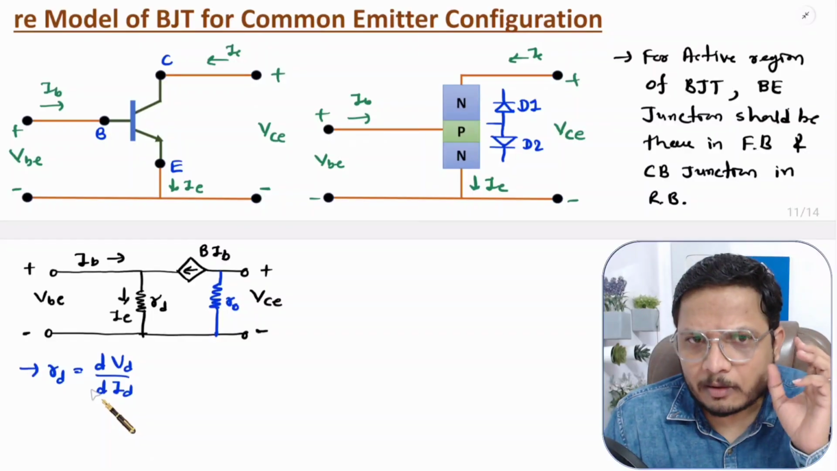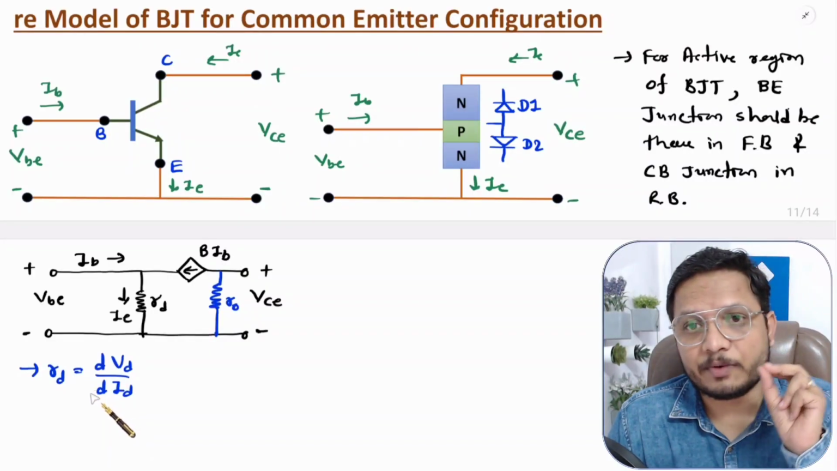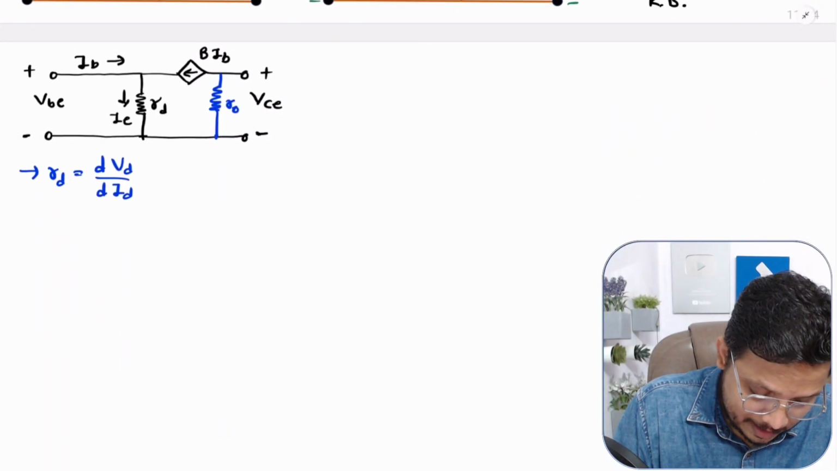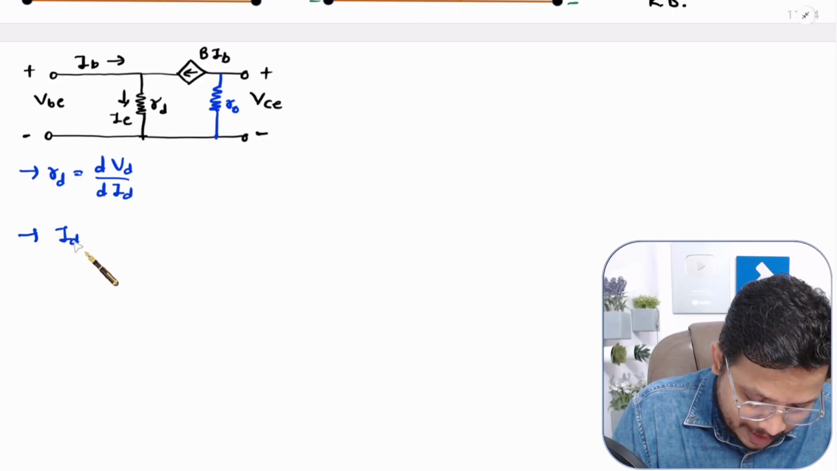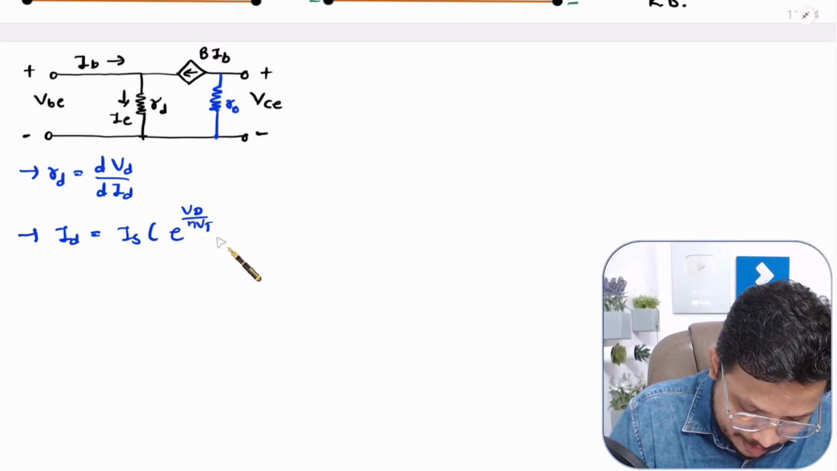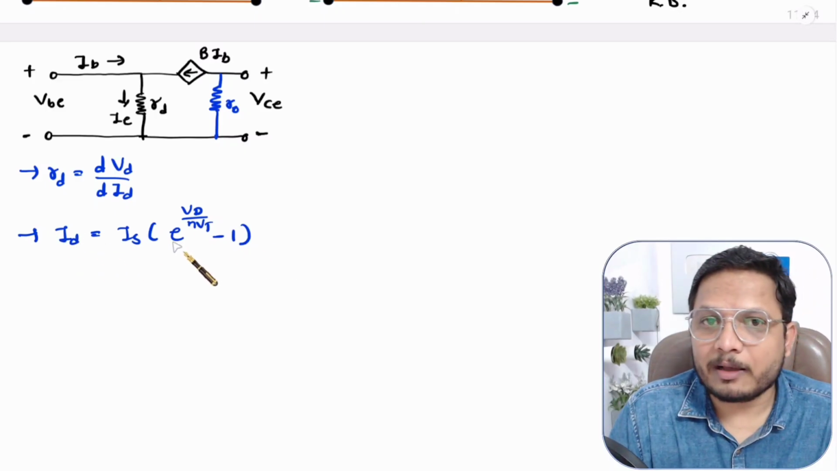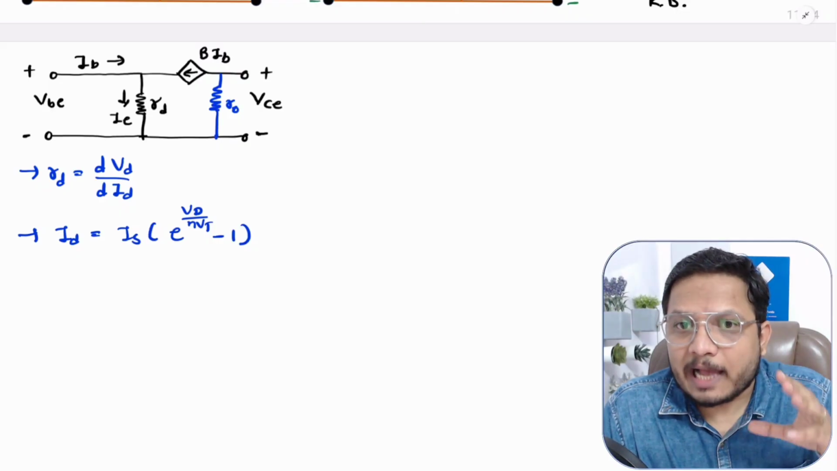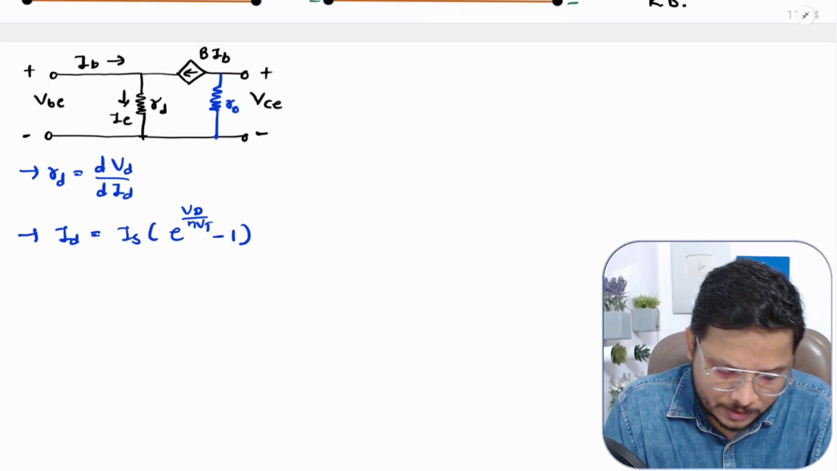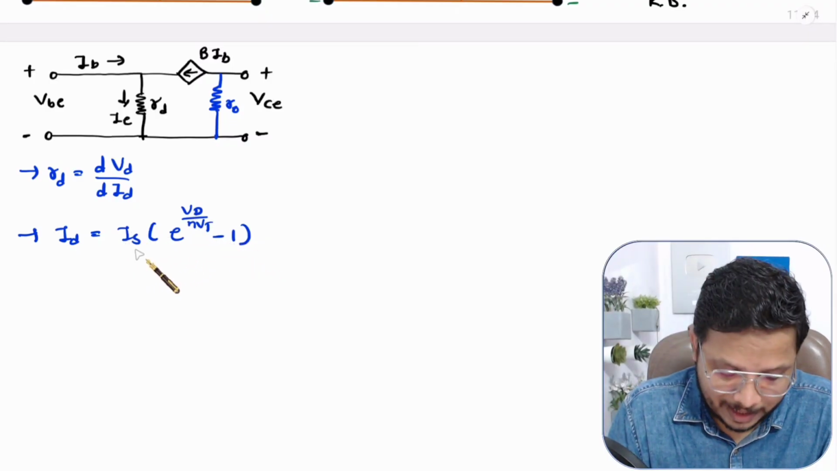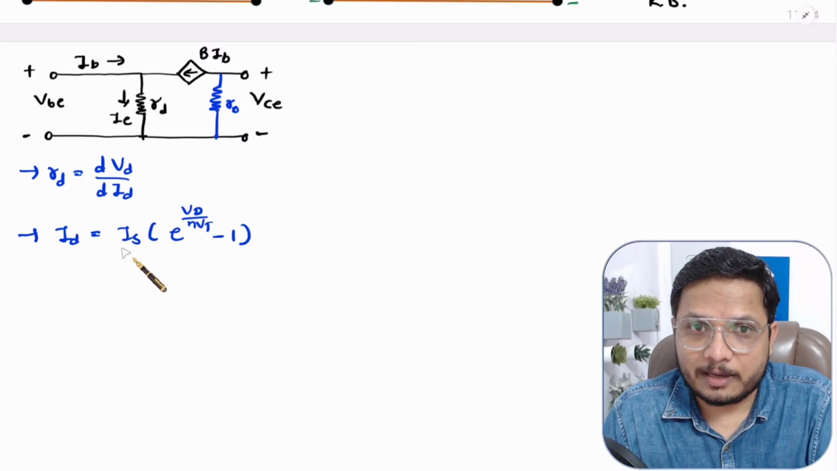For a diode, the basic current equation is something you should know, right? Let me write that and I'll explain how to get the value of RD. The basic current equation for a diode is ID equals IS times e to the power VD by eta VT, minus 1. I have derived this in many courses, like electronic devices and circuits. So one should know the diode current equation, where IS is the current due to minority carriers, right?